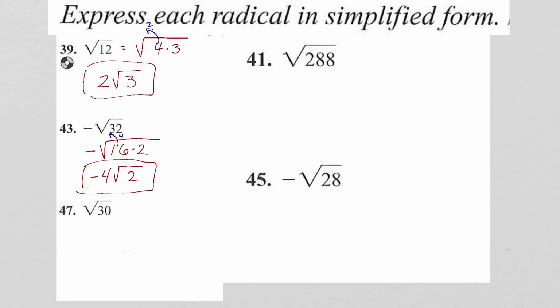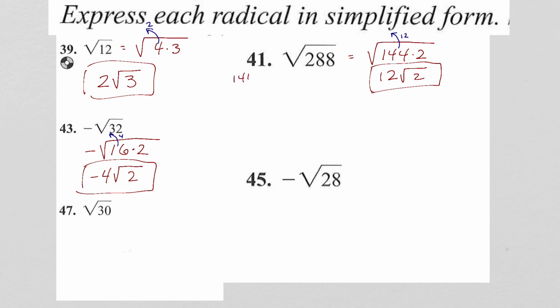Okay, 30, I guess I do number 41 here. This is equal to the square root of 144 times 2, because 144 is a perfect square, and that comes out as a 12. And so you end up with a 12 root 2. Now, not everybody's going to see that 144 is a perfect square, and that's a little difficult.